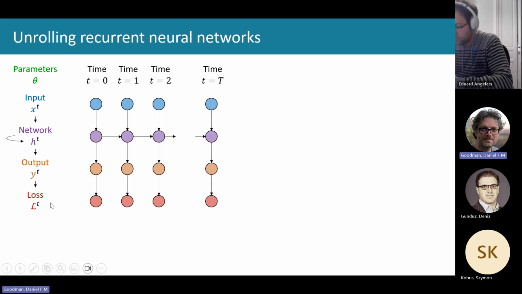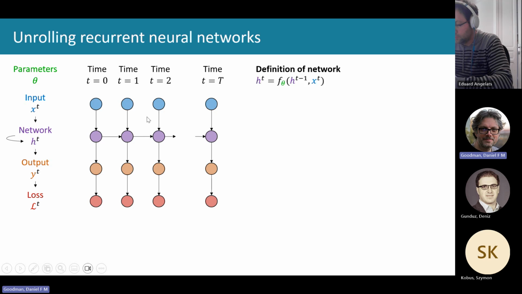And we get some idea of the dependencies by unrolling this thing. Right? So at time t equals 0, here's your input, your network state, your output, and your loss. And the input at time t equals 0 will affect this, which will affect this, which will affect this. And the h at time t will affect h at time t plus 1, and so on. So this is the dependency graph of this.